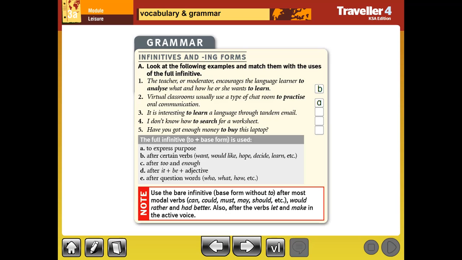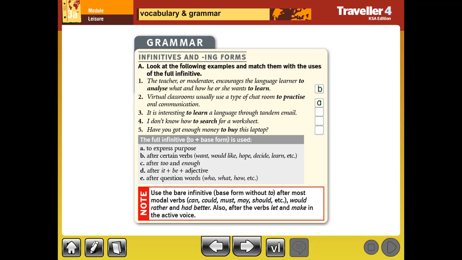D. After adjectives, بعد الصفات، نستخدم to infinitive. To زائد أصل الفعل. To زائد المصدر. If you go now to sentence number three: it is interesting to learn a language through tandem email. It is interesting, شيء ممتع. Interesting, adjective صفة. To learn. Another example, مثال تاني من عندي: it's easy to pass the exam. It's difficult to get full marks in the exam. And so on. Adjective plus to infinitive.